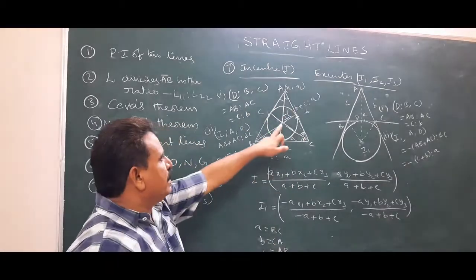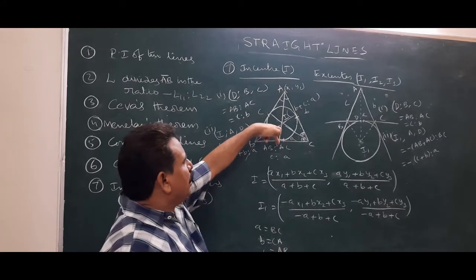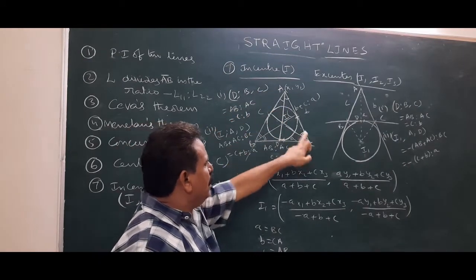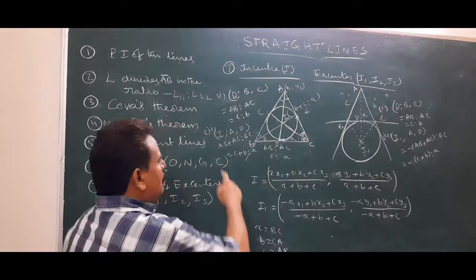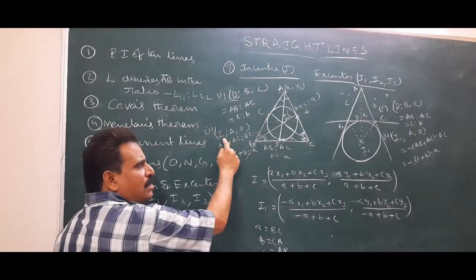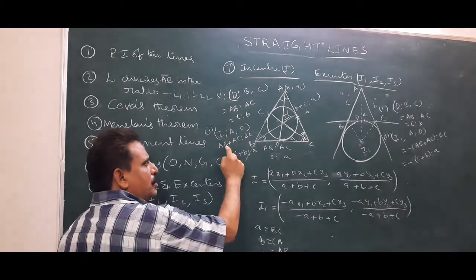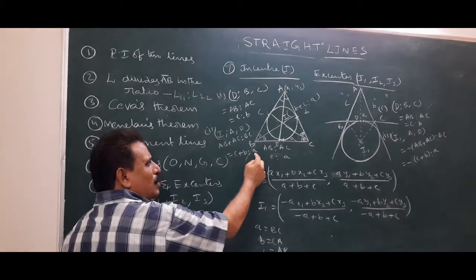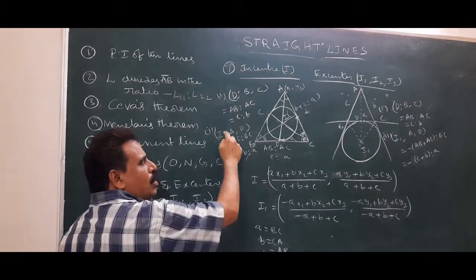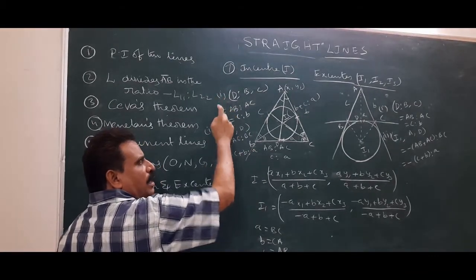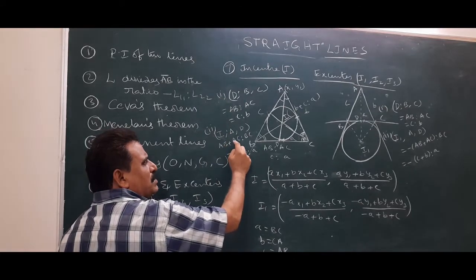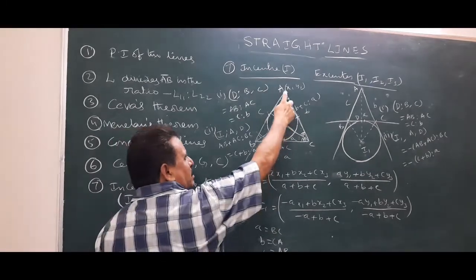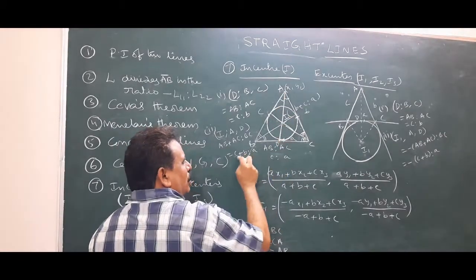Next, I divides AD in the ratio AB plus AC is to BC, that is, c plus b is to a. These two points we have to note down. I divides AD in the ratio AB plus AC is to BC, that is, c plus b is to a.